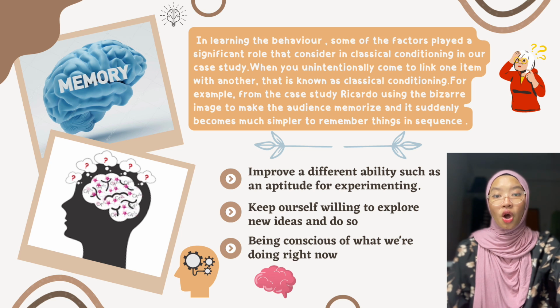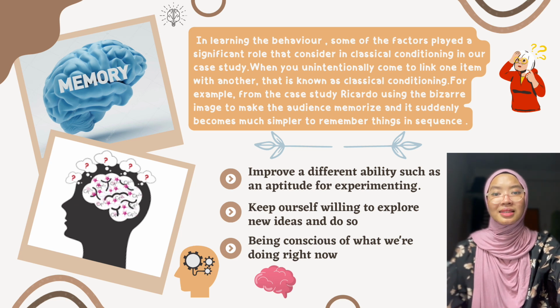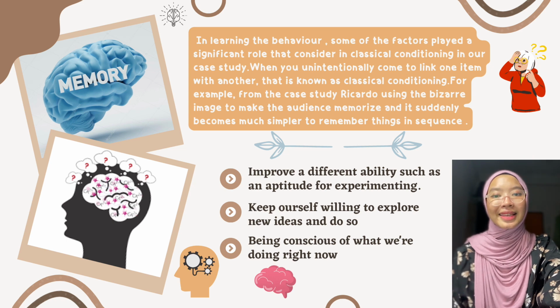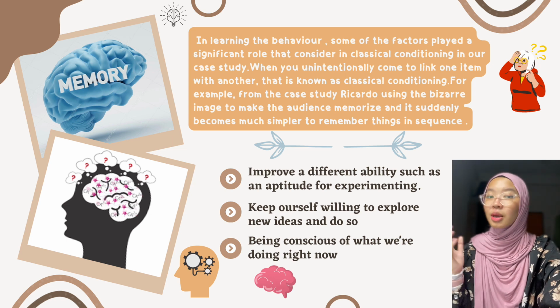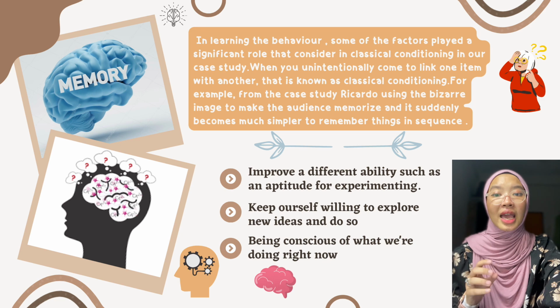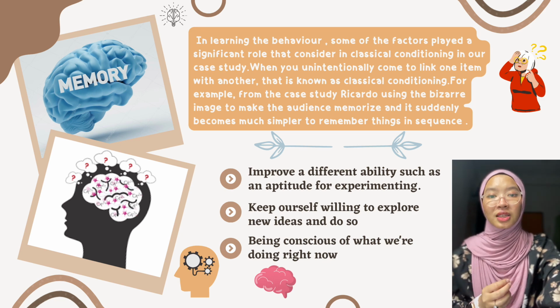For example, from the case study, Ricardo uses the bizarre image to make the audience memorize, and it suddenly becomes much simpler to remember things in sequence. Firstly, the factor that plays a significant role in learning the behavior is that we will improve a different ability, such as an aptitude for experimenting. This is because by experimenting with various approaches to solving problems, we will discover that we will improve at anything and what is effective for us.